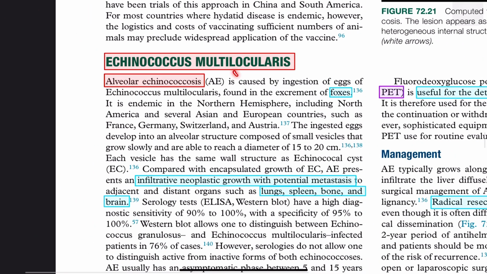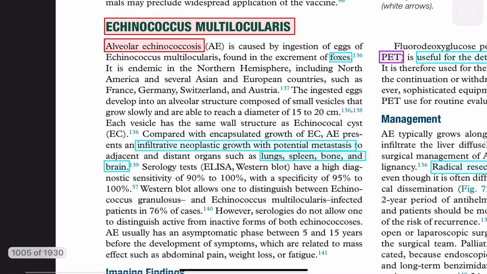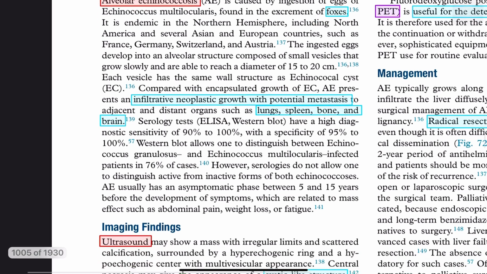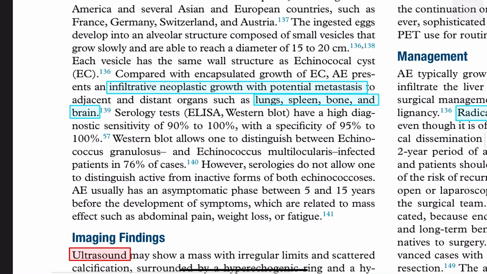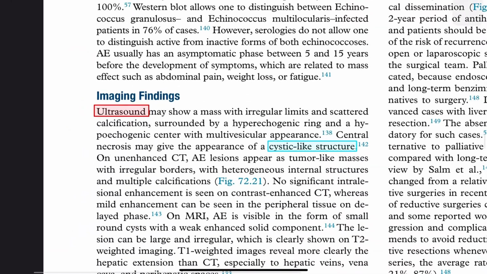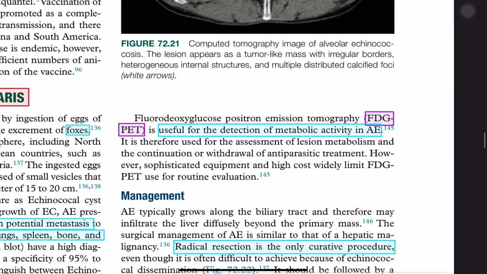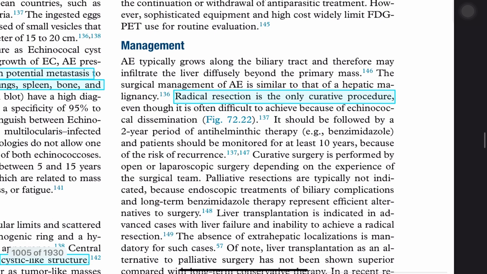A bit about Echinococcus multilocularis, also known as alveolar echinococcus. It is seen in fox. It is an infiltrative neoplastic growth with potential metastasis, mainly to the lungs, spleen, bone and brain. In USG, you will see a cystic-like structure. FDG PET is used for detection of metabolic activity in alveolar echinococcus. And radical resection is the only curative procedure.